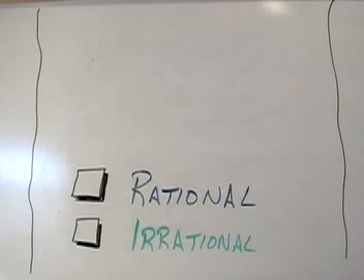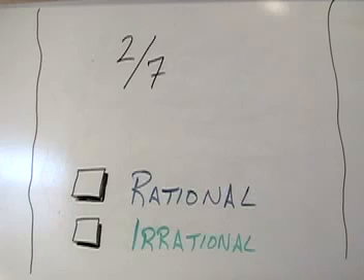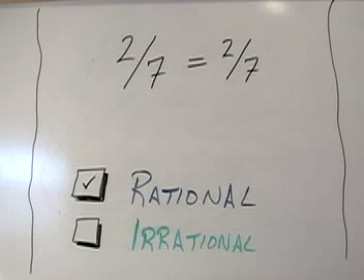Let's take a few examples and see if we can decide which group they belong in. Let's start with 2 over 7. Let's see if we can write this as a fraction. We can write 2 over 7. It already is a fraction. So this is a rational number. Any fraction is a rational number.